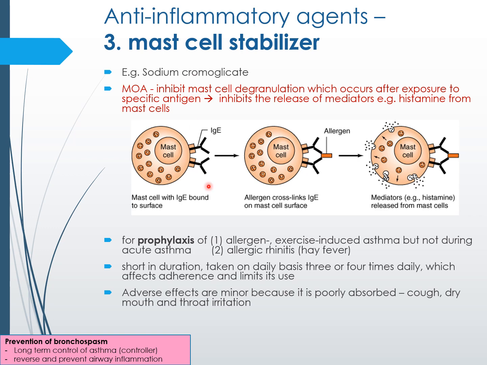Okay, sodium cromoglycate is used for prophylaxis during allergen or exercise-induced asthma, but not during acute asthma. An acute asthma attack is always treated with a bronchodilator, salbutamol, and it is also used for allergic rhinitis. We're going to learn about this later in the next lecture. It has a short duration of action, taken on a daily basis 3 or 4 times daily. Because of this, it affects adherence and limits its use in patients. Adverse effects are minor because it is poorly absorbed: only cough, dry mouth, and throat irritation.